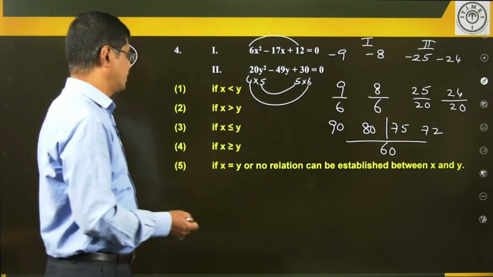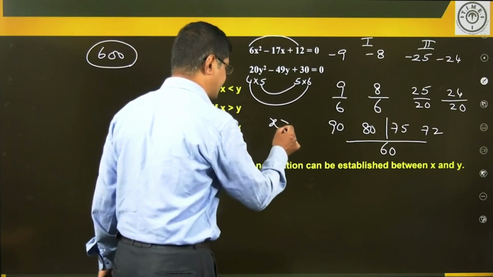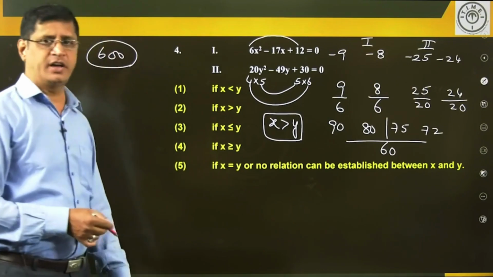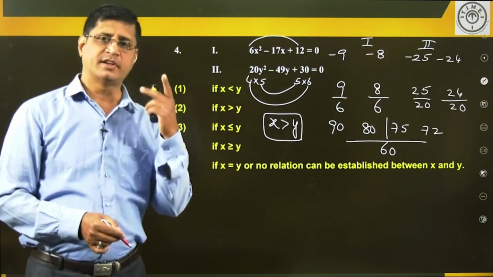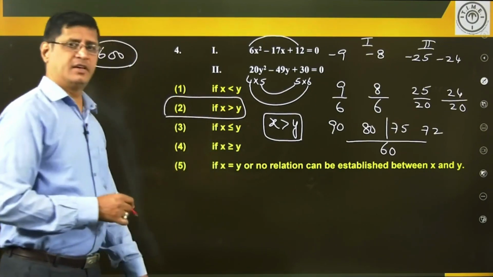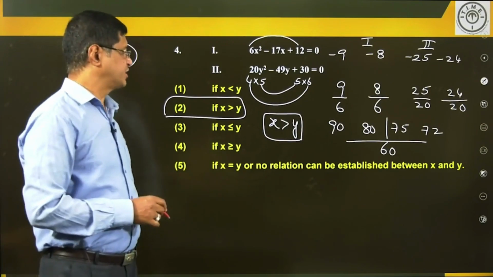So, what is the conclusion? X is greater than Y. What is the right choice? Option number 2. The second choice is the correct answer. Yes? Right. Look at the next example.